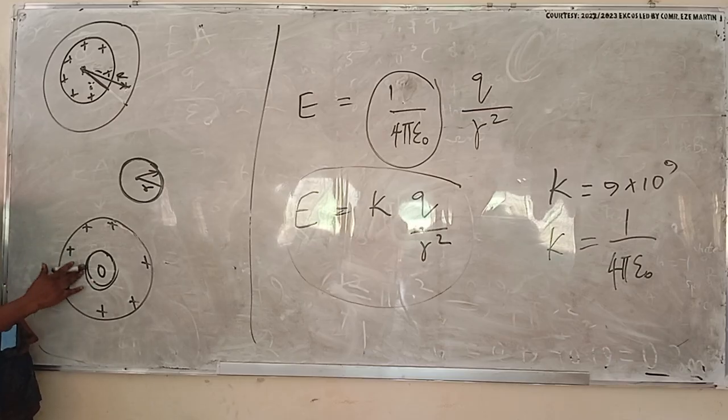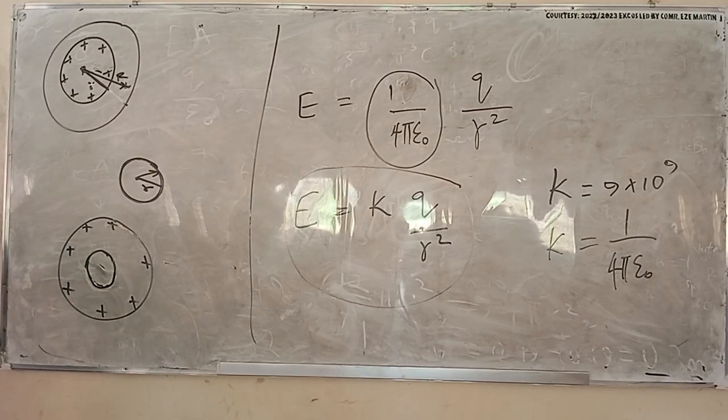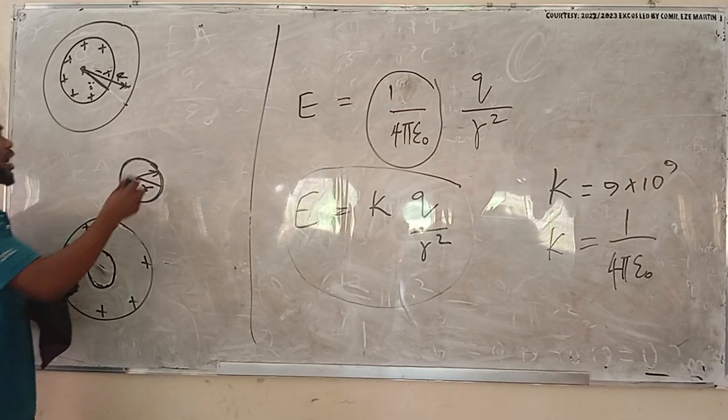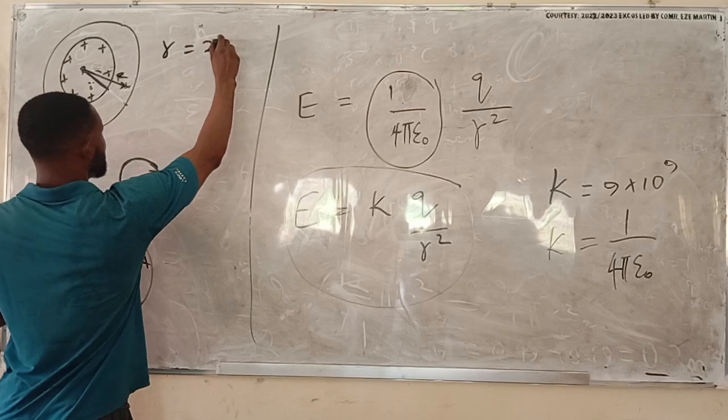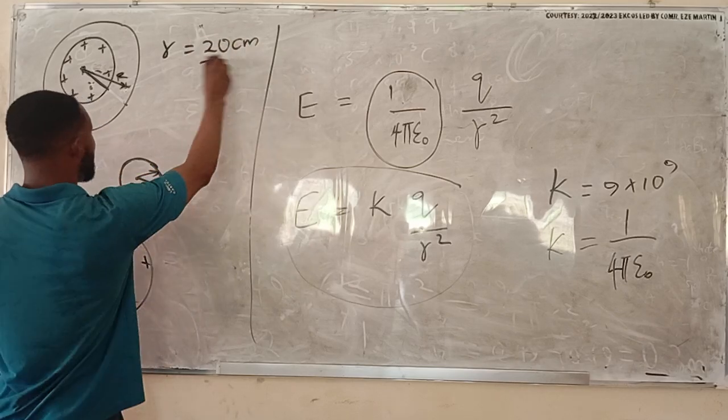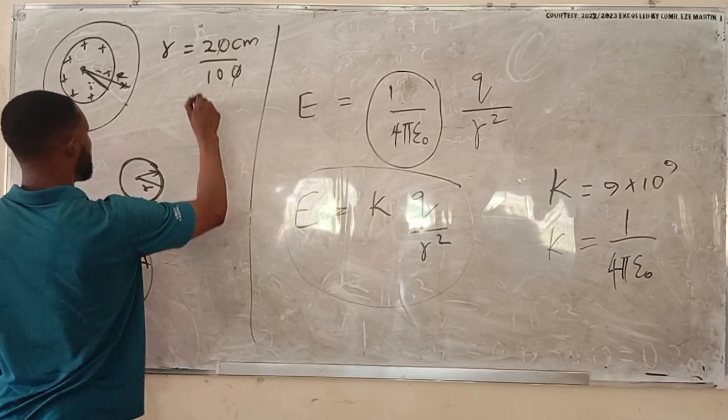So when you have a situation like this question that we are about to answer now, let's use the question to answer it. This question talks about these three cases, and I have now taught it. It says, calculate the electrostatic field strength due to a spherical metallic conductor of radius 20 cm. So the R is 20 cm. So 20 cm divided by 100, give it to me.